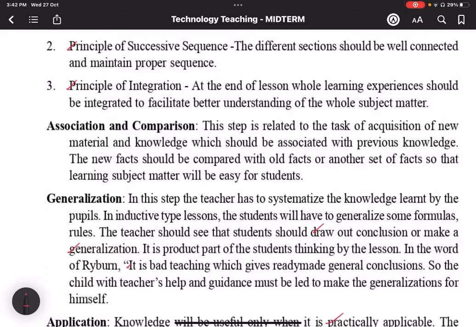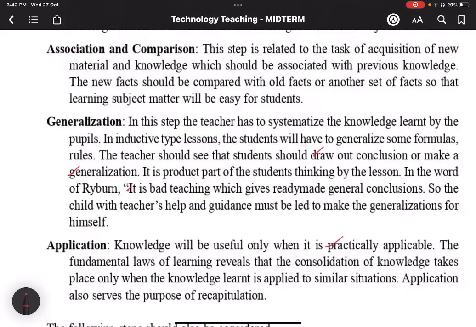You associate the use of your topic, no? Kung gaano kahalaga ang dinidiscuss mo sa kanila in relation, no, to other parts of their lives, or to the other parts of any industry. Generalization: in this step, the teacher has to systematize the knowledge learned by the pupils in an inductive type lesson. Okay? The students will have to generalize, no? Draw out conclusions or make generalizations.